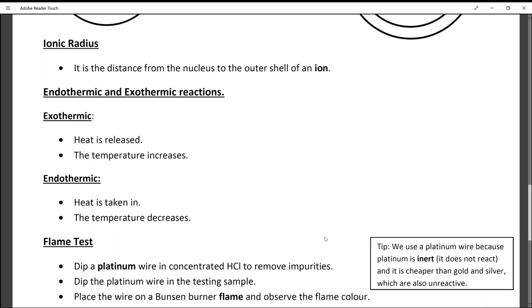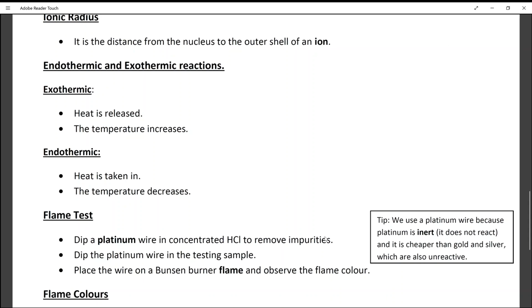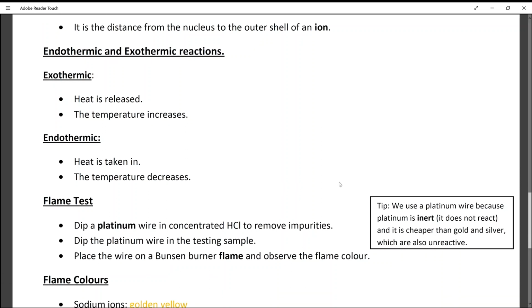Now, endothermic and exothermic reactions. This is also a note. I think that you already know it, but I just want to refer to it. When the reaction is exothermic, heat is released and the temperature increases. It's important to understand it and to remember it. Don't learn it by heart.